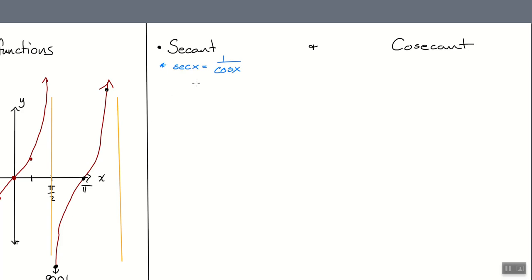It's undefined where cosine is 0. Okay, we're going to switch gears here. What's cosecant defined as? 1 over the sine of x. With this fraction in mind, or this definition, this reciprocal identity, is this undefined anywhere? Where sine is 0. Now, check this out.